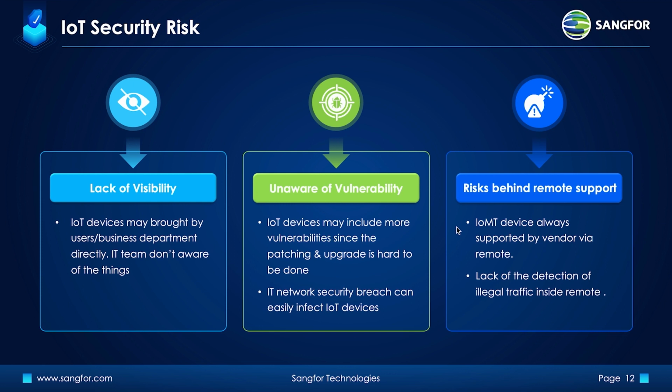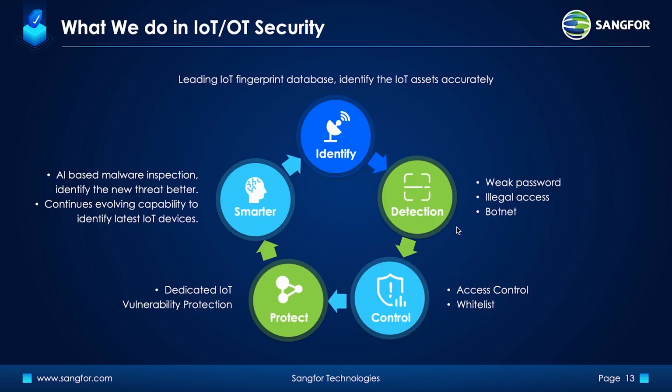And the third one is the risk behind remote support. If this IoT device has some issue or problem, the support team will help them remotely. But in this way, there is a lack of detection of illegal traffic inside the remote session, and we cannot detect anything. So many customers and partners want to ask SASE, what can you do in IoT and OT security?